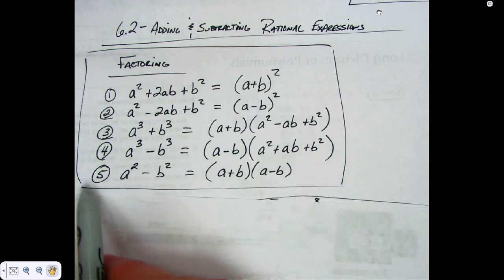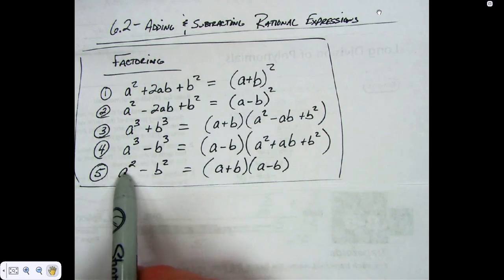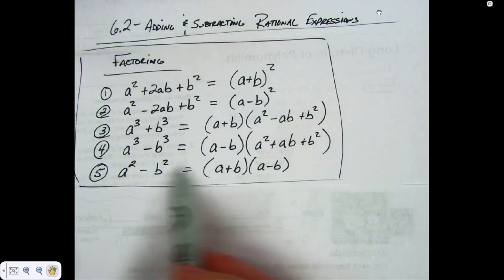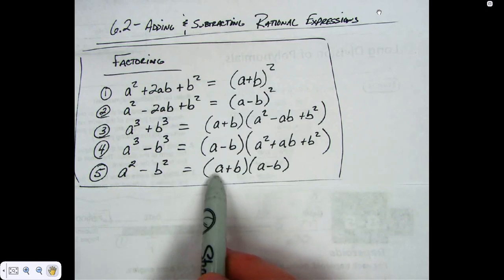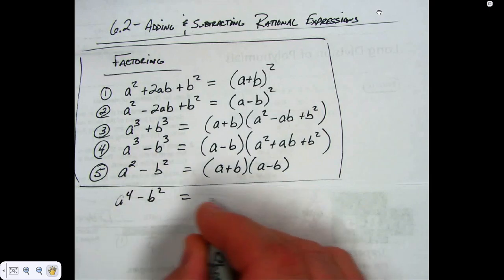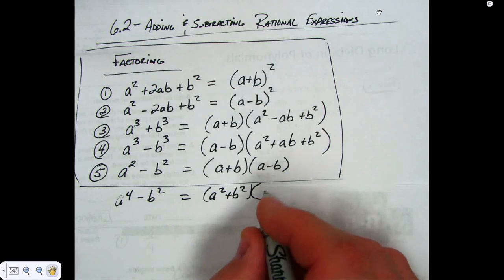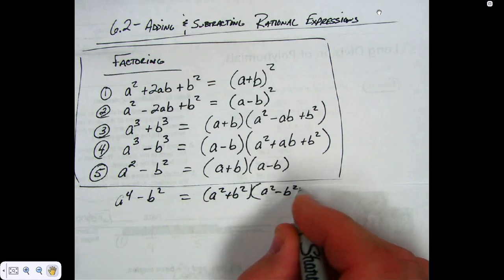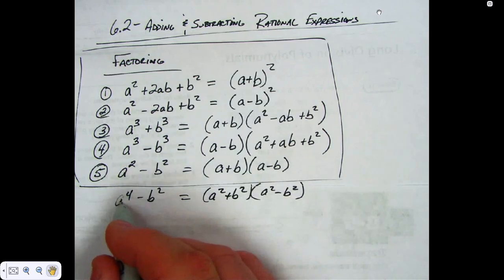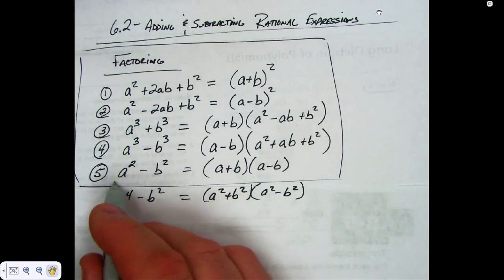And lastly, probably the one you'll use the most is the difference of perfect squares. Now this does say a to the second minus b to the second, but it could be a to the fourth minus b to the fourth. It would just make it a squared. A to the fourth minus b to the fourth would just be a squared plus b squared times a squared minus b squared. Okay? It's the difference of perfect squares. We need to be able to factor that. Okay, this is just an extension of this.